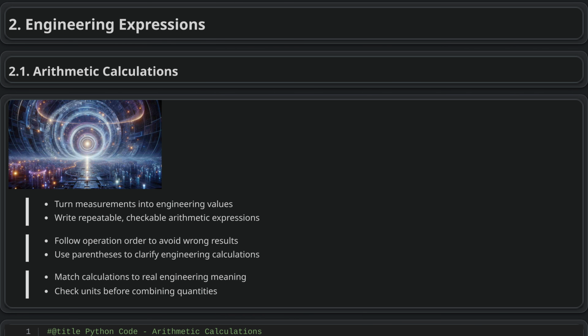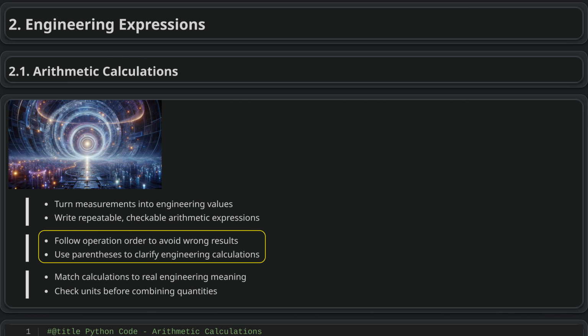Engineering expressions, arithmetic calculations. Arithmetic calculations are essential in engineering programming because they turn data and assumptions into useful results. In civil engineering, they support tasks such as combining measurements, applying loads to areas, and estimating time from rates. Programming makes these calculations more efficient, consistent, and easier to check or adjust than doing them by hand or in spreadsheets.